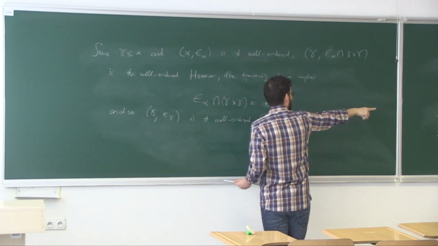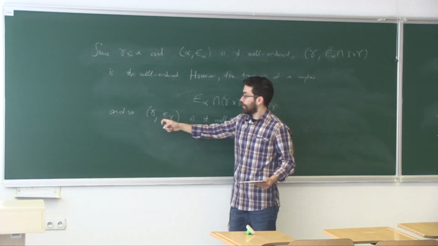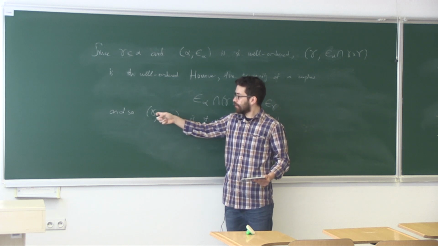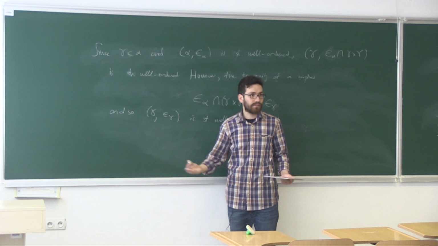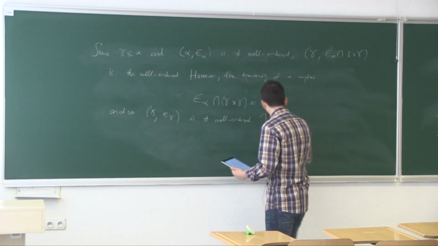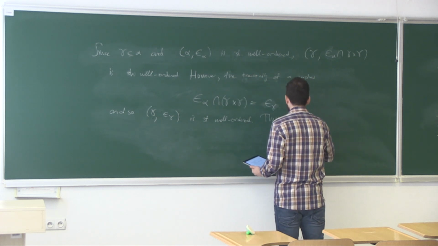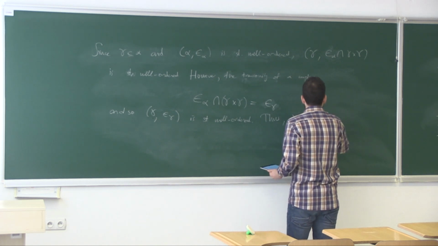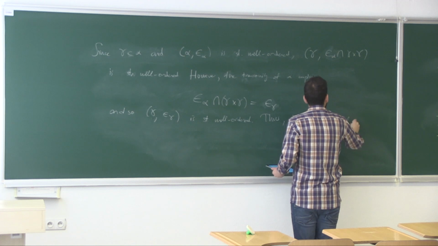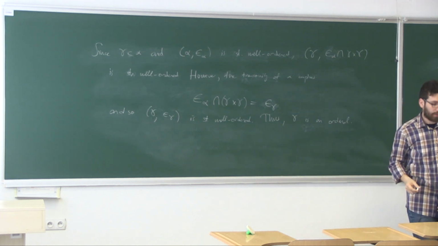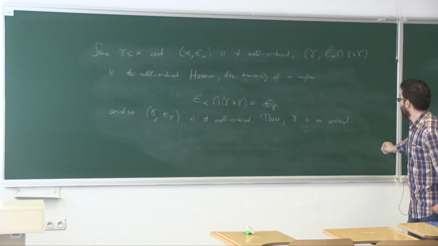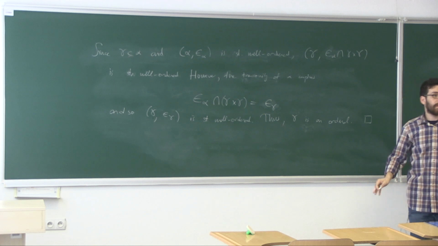We proved that gamma is a transitive set such that together with its membership relation it's strictly well ordered. That by definition means that gamma is an ordinal number, okay? Now, questions about this?